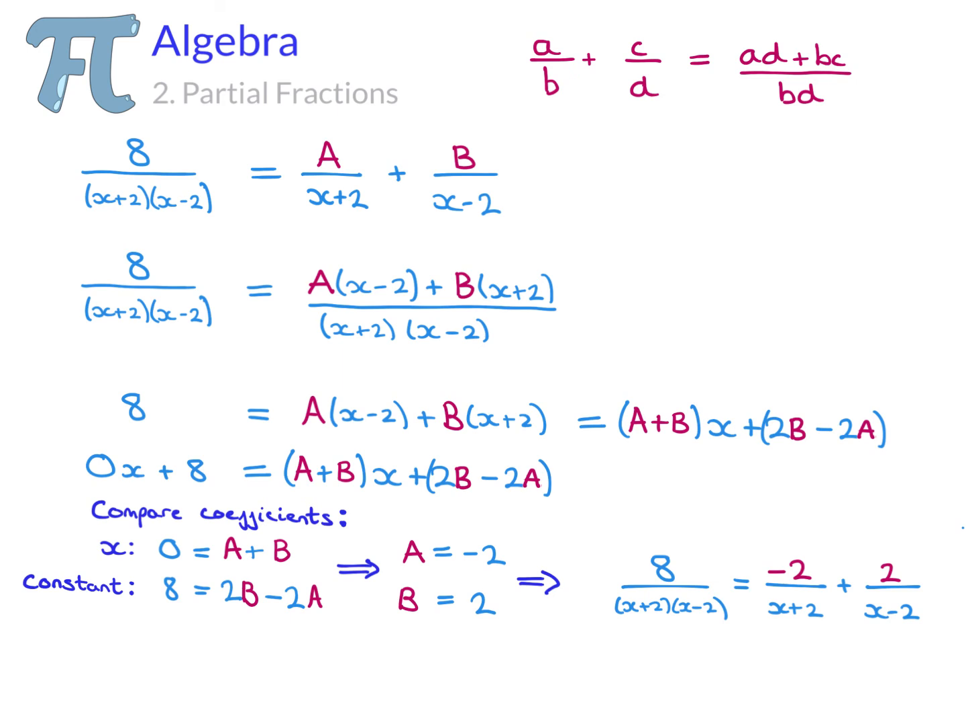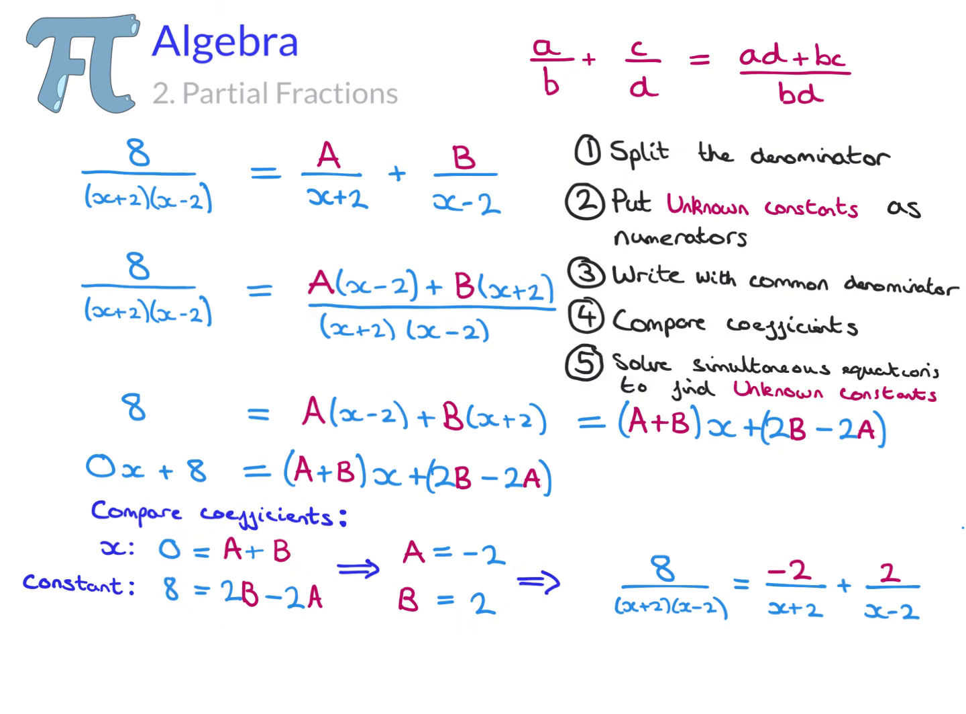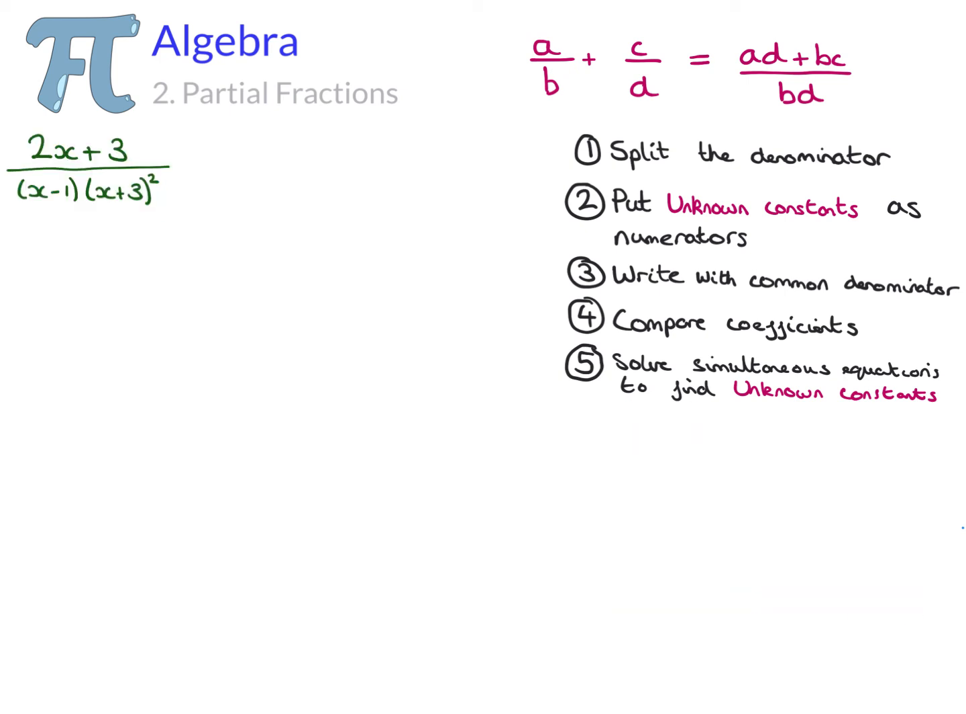The exact same process of splitting the denominators into the factors with unknown constants as numerators, writing it as one fraction, comparing coefficients, and solving the resulting simultaneous equations works in most cases. One case we must watch out for is when we have a repeated root on the bottom, like for the following example. Here we must include in the separate terms denominators with and without the squared.